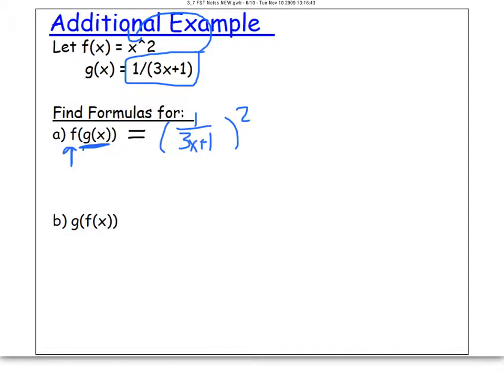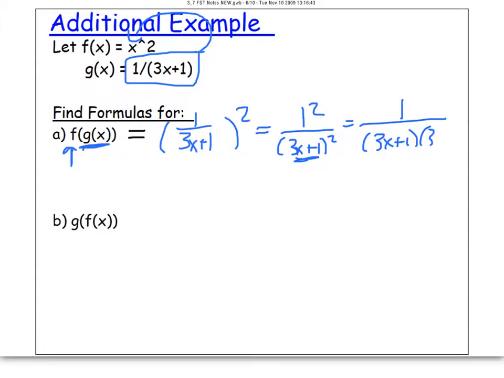Now, I'm going to go ahead and, again, be careful, distribute this exponent to both. It's going to leave us with 1 squared over, in parentheses, 3x plus 1 squared. That's 1 over, you have to repeat this base twice, and then you're going to have to do the distribution on that.